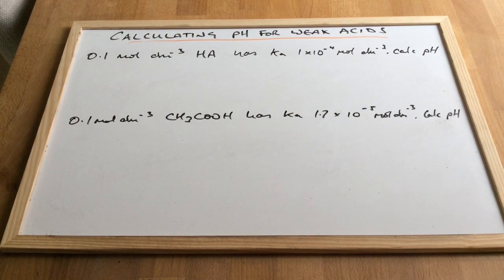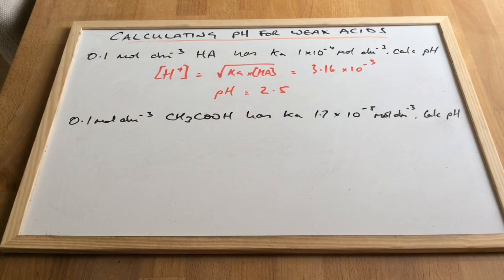So there's two to try. 0.1 mole per decimeter cubed HA, Ka value given at 1 times 10 to the minus 4. Calculate the pH, and similarly 0.1 ethanoic acid has a Ka value of 1.7 times 10 to the minus 5. Calculate the pH.